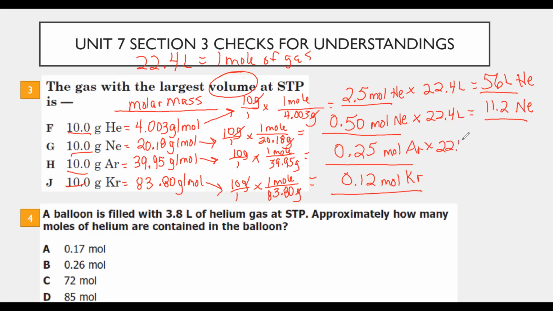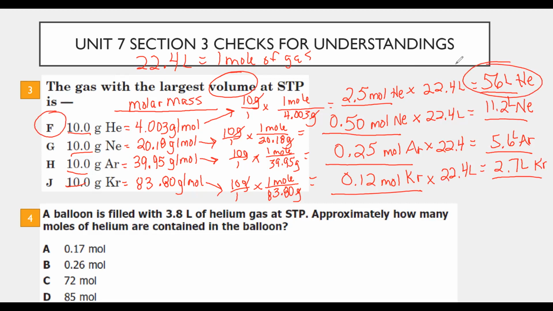Times 22.4. Okay, it gives you, like I said, you can figure this out. You wouldn't have to keep going, but just for example purposes, 22.4 liters, and that's going to give you 2.7, and these are liters, by the way, for krypton. All right, and the question was, which has the largest volume? That's going to be your helium, because look, it's the largest out of the 4.